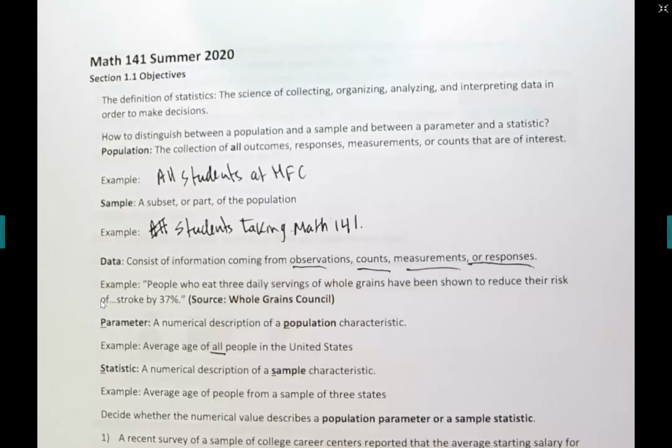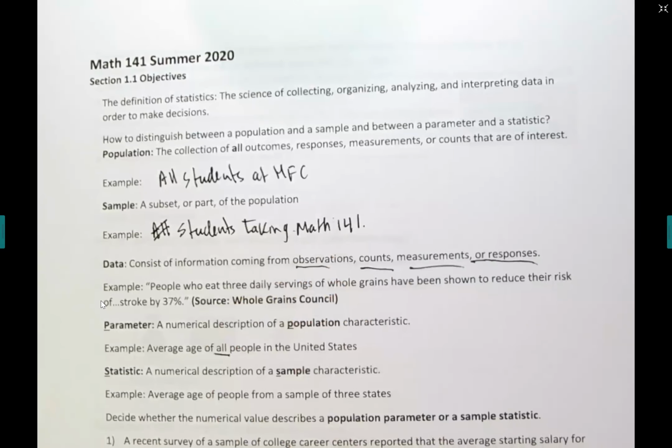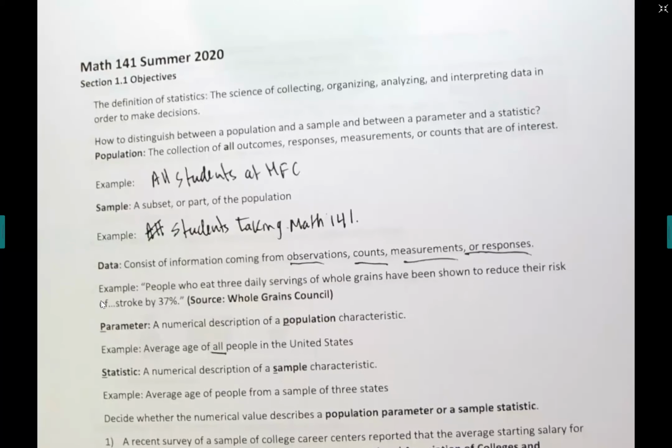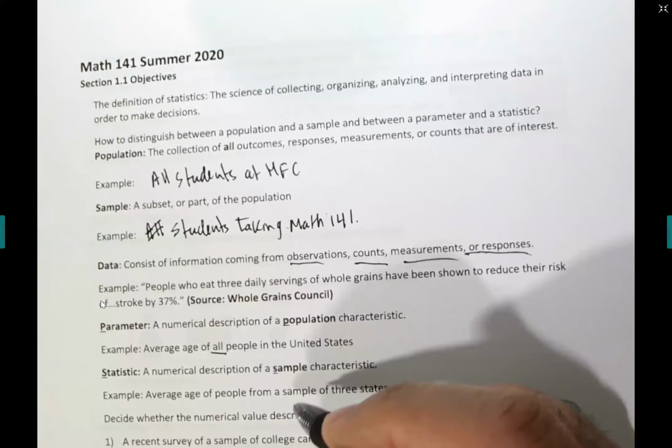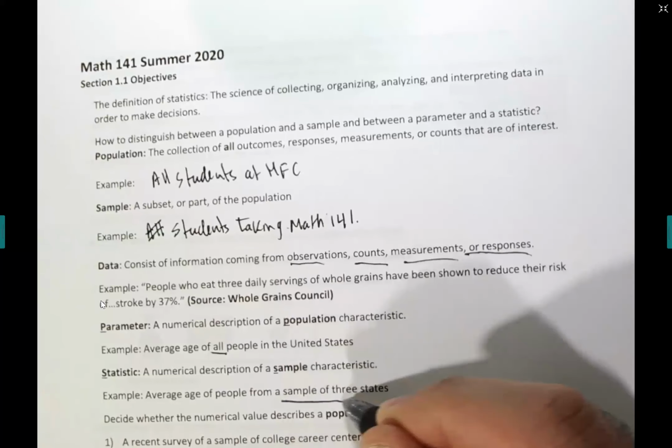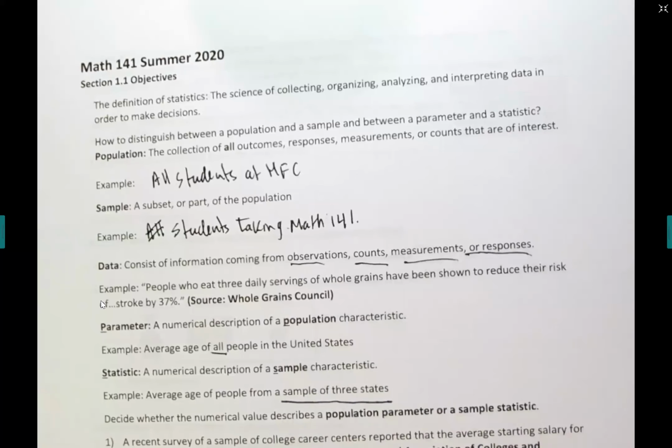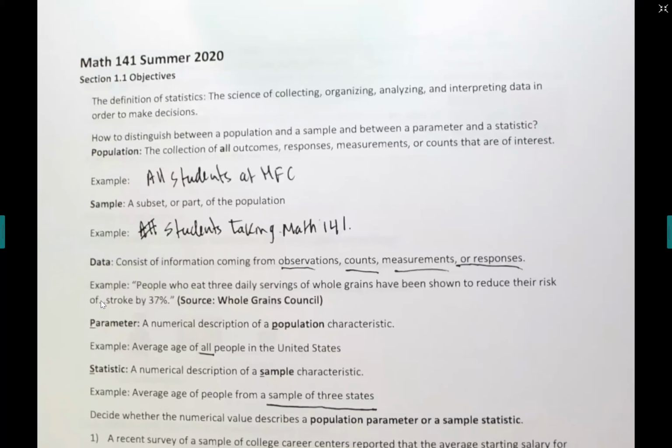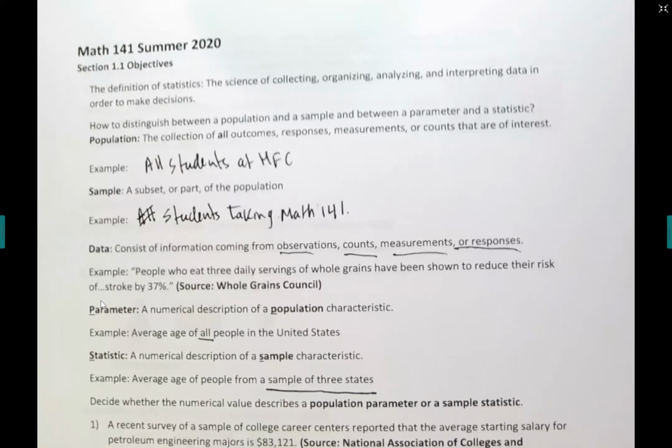Statistic. It's a numerical description of a sample characteristic. Example, average age of people from a sample of 3 states. How would you guys know that this is a statistic, not a parameter? The 3 states. Yeah, it's a sample of 3 states. It didn't say all states. If it did say all states, then it would have been a parameter.